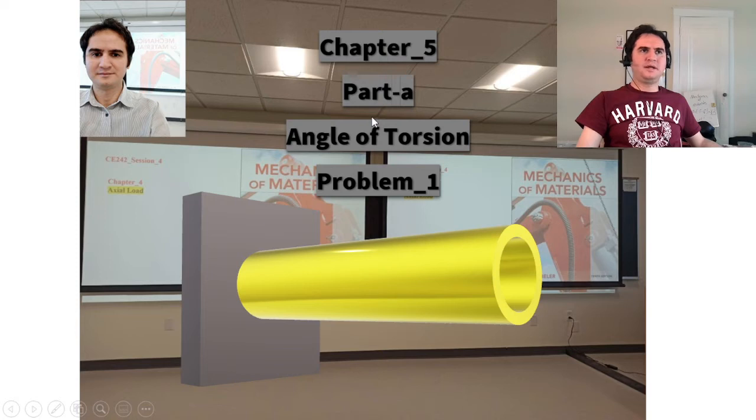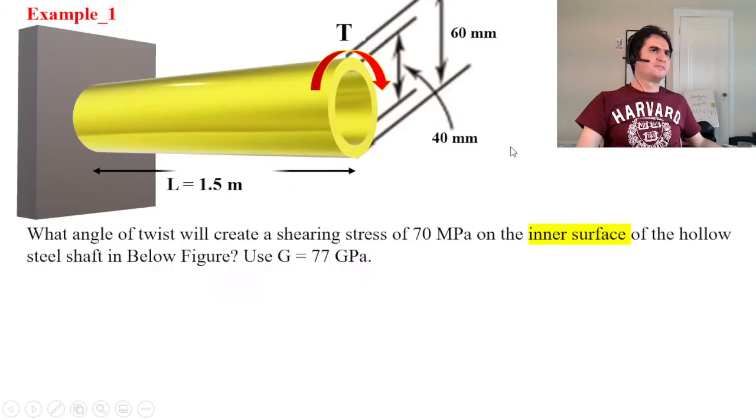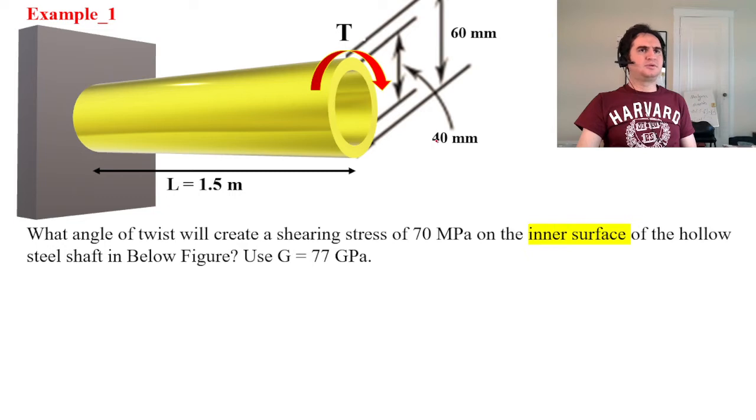Chapter 5, Part A, Angle of Torsion, Sample Problem 1. If we have a hollowed cylindrical shaft which is fixed at one end and free at the other and handling a torsional torque of T, the dimensions of the cylinder are provided to be a 20 millimeters inner radius, 30 millimeters outer radius, and the length of the shaft is 1.5.